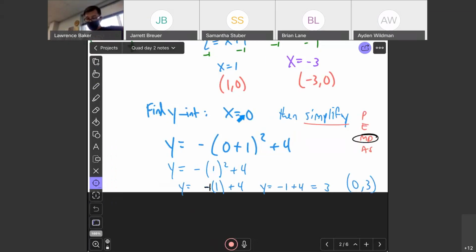Our x was 0. We are finding y. 3. Just plug in 0 and do the math. You're not solving, you're just simplifying.